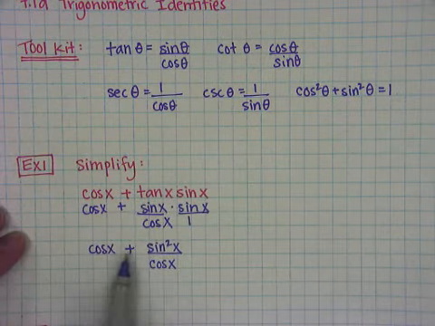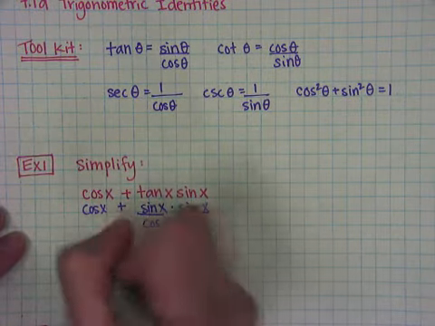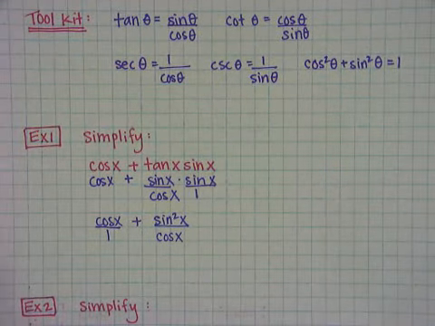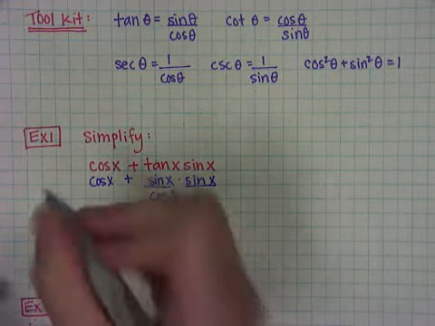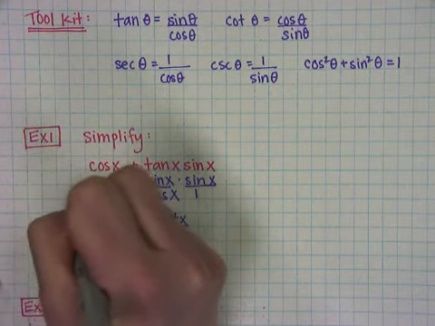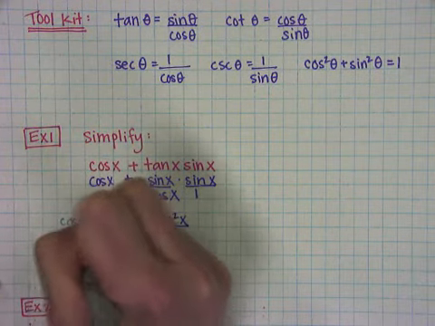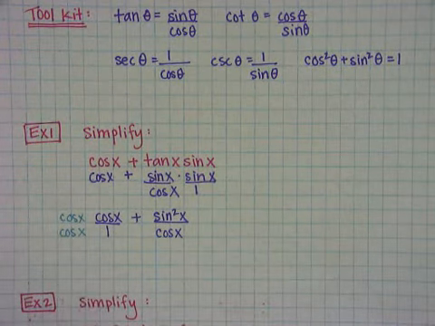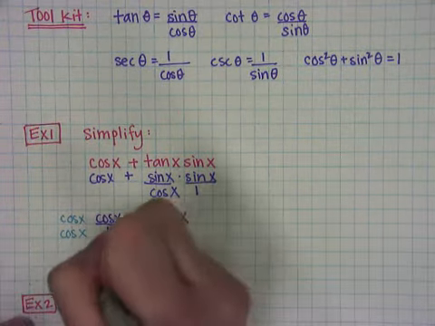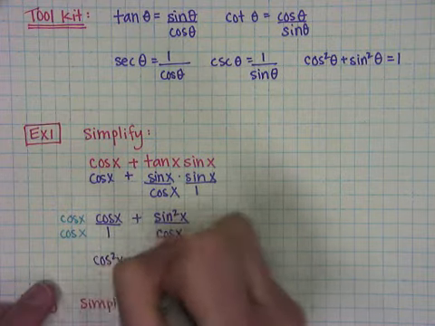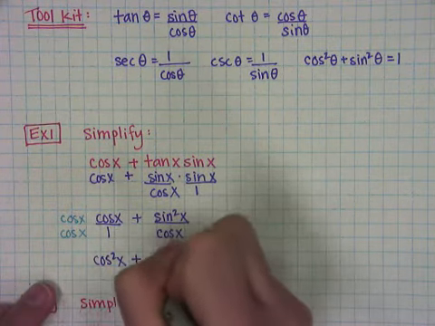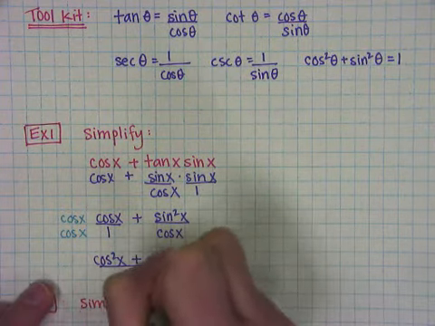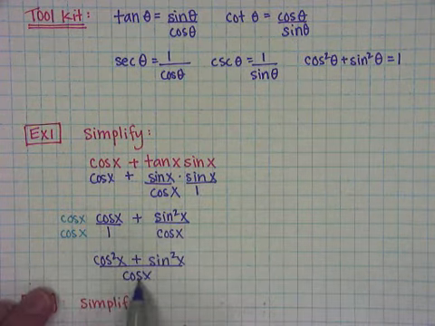And now I have a fraction that I'm adding with something over here, and I know that to add two fractions, I need to get a common denominator. So to get a common denominator, I'm going to multiply top and bottom of this fraction, the numerator and the denominator, by cosine of x. Cosine times cosine is cosine squared. I already have my sine squared. And this is all over the common denominator of cosine of x, because they both have cosine for the denominator.